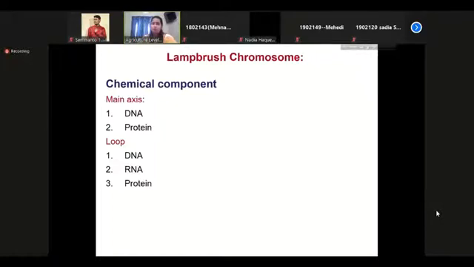And the loops are active for the transcription procedure, so they must have RNA. But the main axis does not have RNA because the main axis is mostly not involved in the transcription process. It is not active. Only the active DNA exists in the loops. And as they are involved in transcription, from mRNA to proteins are produced, so they should also have protein. So the Lamb-Brush chromosome has two main structures: main axis and loops. The main axis has DNA and protein, and the loops have DNA, RNA, and protein. These are the two main chemical components of the Lamb-Brush chromosome.